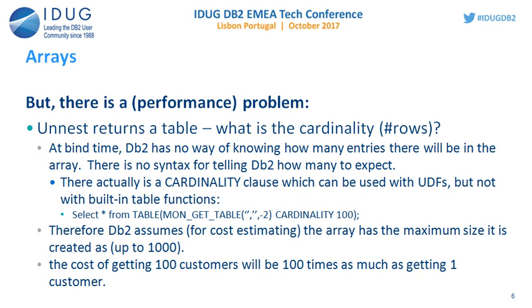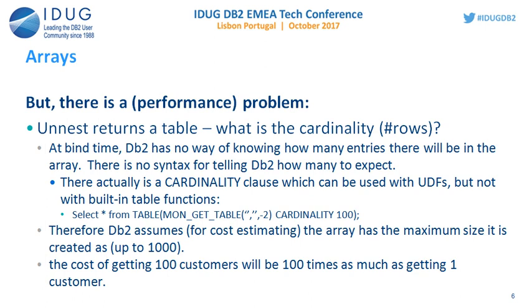Here's this table returned by unnest, but what's the cardinality? When DB2 does its cost estimating, the size of your tables, your statistics, are very important, especially when you're joining tables. It has to decide which table to access first, which one second. So there's no way to actually tell DB2 what the cardinality is directly.